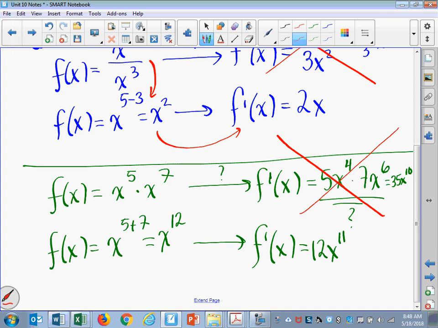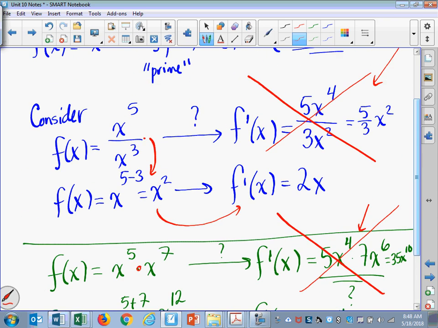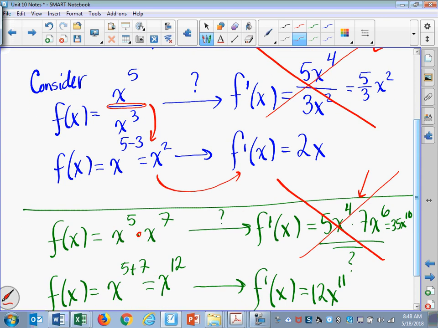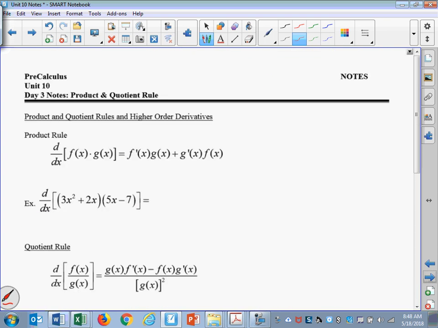So there's something strange happening with products and with quotients, with a fraction. That's what we want to talk about and study today. Let's look at the next page. We want to learn the product rule and the quotient rule. Now, the process of deriving these formulas is a little bit long, and I'm not going to show you because I think that would be a little bit painful.